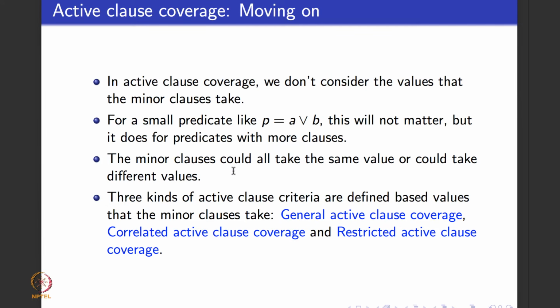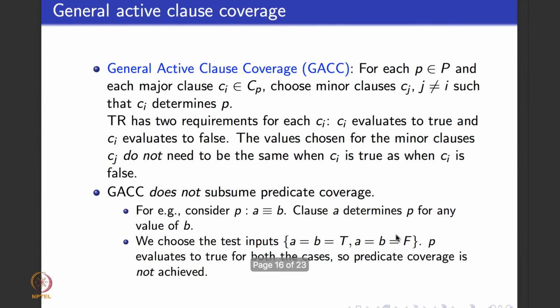We will define it into 3 different categories. One will be called generalized ACC, the other one will be called correlated ACC, and the third one will be called restricted ACC. So we'll define each of them one after the other and see what they mean. The first one that we will look at is what is called generalized active clause criteria, GACC.